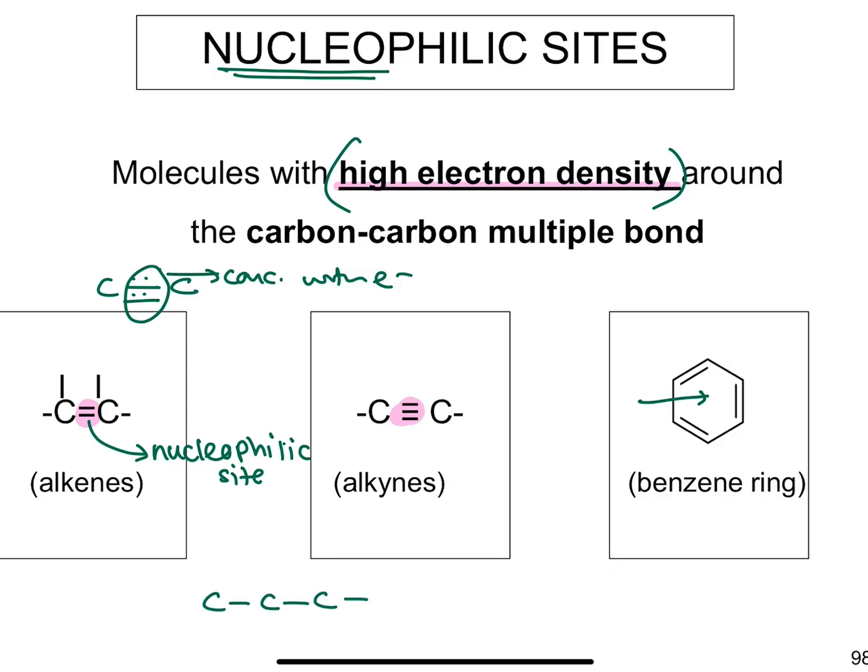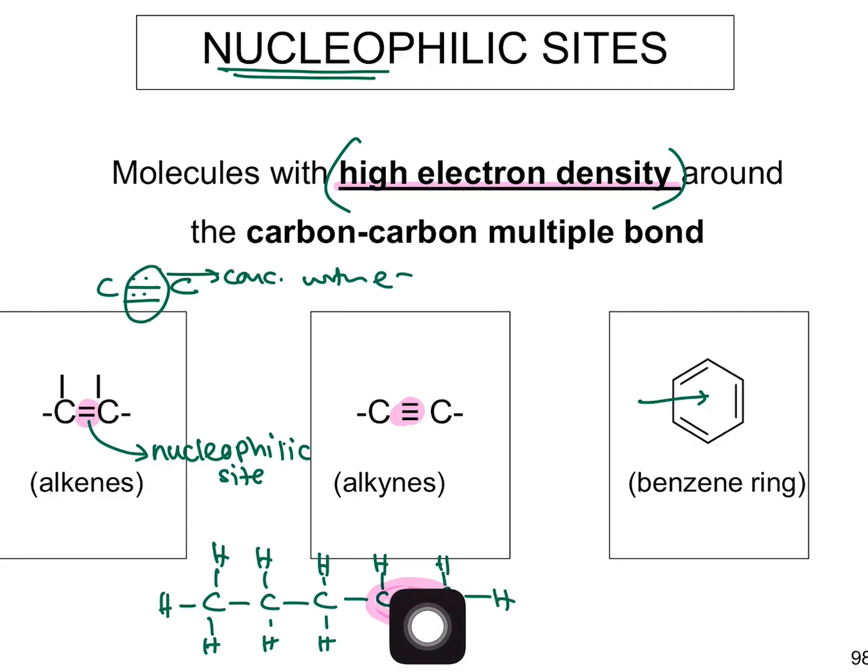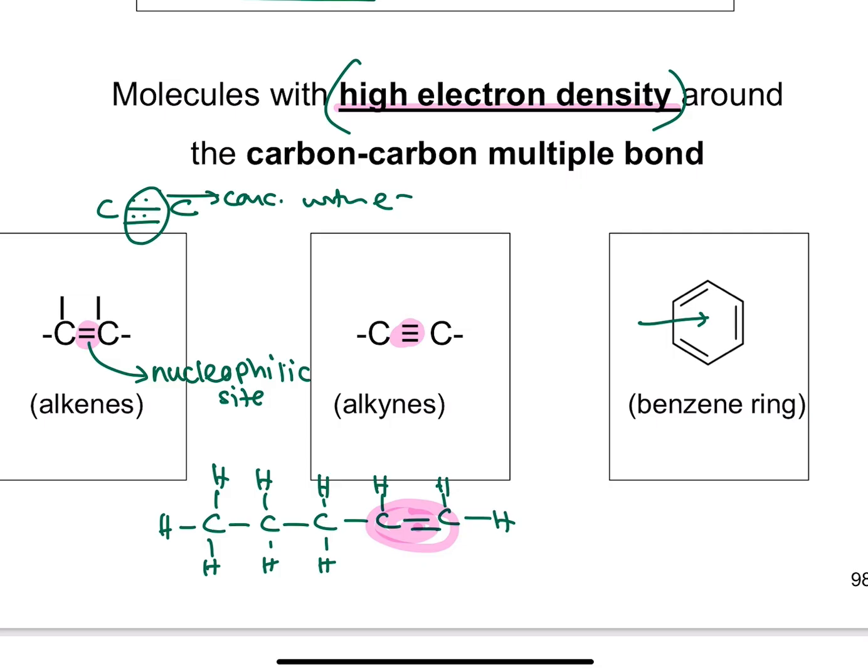For example, let's take 1-butene or maybe 1-propene. So 1-propene might look like this. I've got CH2, CH2, CH2, and a CH3. So only this part, as you can see, has high electron density. So this is a location on a molecule, so we refer to this as a nucleophilic site. All right, so I hope that helps. Okay, we are done with part 3.